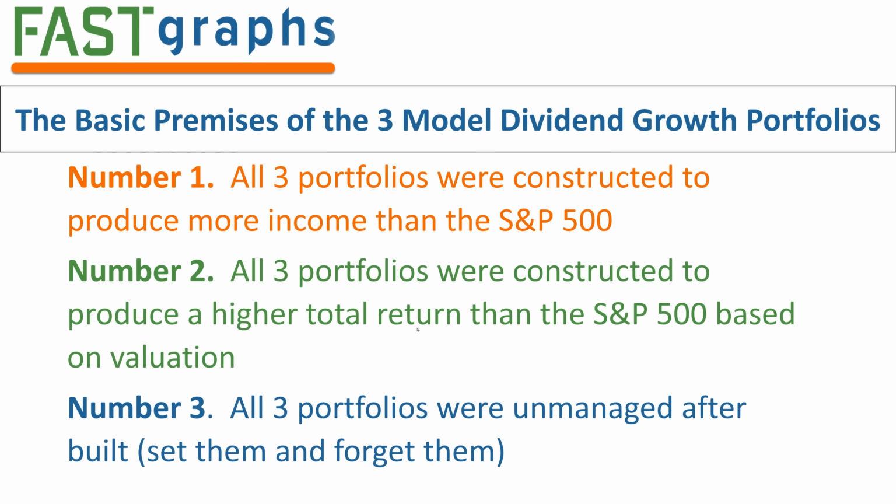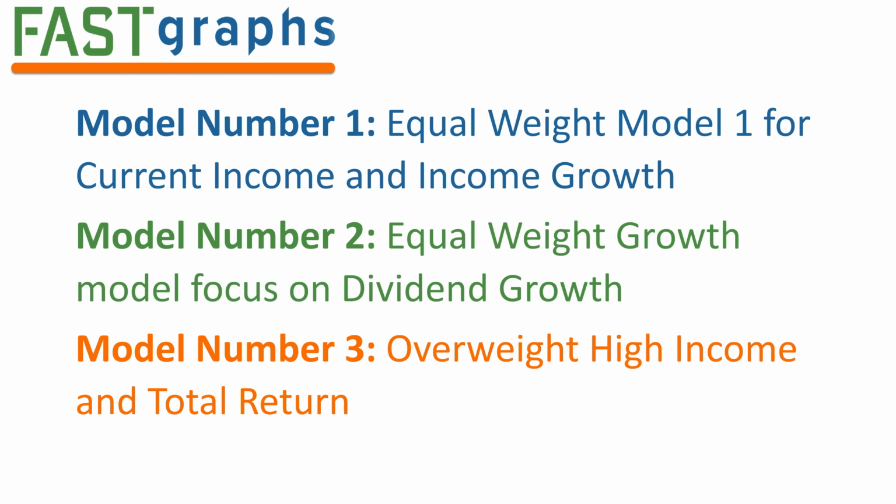Now, number two, all three portfolios were constructed to produce a higher total return, also based on valuation. Again, it was not that hard to try to beat the S&P 500 when it was so overvalued. And of course, that was really, as I pointed out earlier, emphasized in the first couple of years after constructing the portfolio. And number three, again, as I've already mentioned, all portfolios were unmanaged after build. They were set and forgotten. In other words, set them and forget them. This was just to basically be a hypothetical illustration that could be tracked and followed over time.